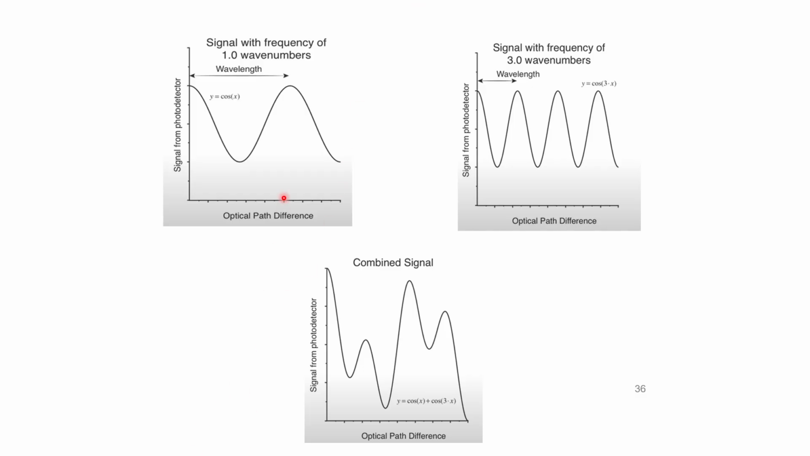Again, this shows the radiations consist of two different frequencies, one with one wave number, another one with three wave number. When these two waves act as the light source directed to the beam splitter and go through the process of interference after being combined at the beam splitter from the movable mirror, the combined signal will look something similar to this graph here.